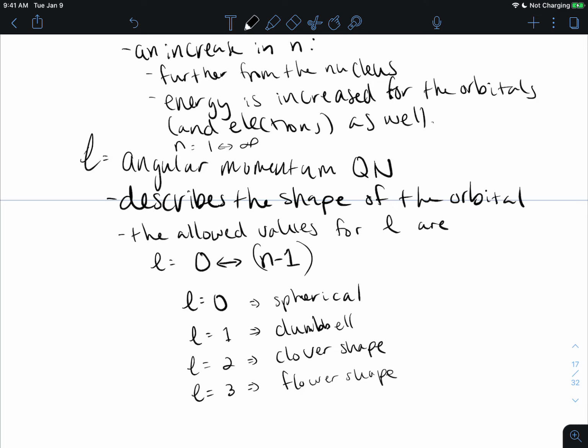If we have L equals 0, we give this the letter S. So S is used to describe the shape. L equals 1, P is used to describe that shape of that orbital. L equals 2, D is used to describe it. And L equals 3, F is used to describe it. So if we have L equals 0, we have an S orbital. If we have L equals 1, we have a P orbital. If we have L equals 2, we have a D orbital. And if we have L equals 3, we have an F orbital.